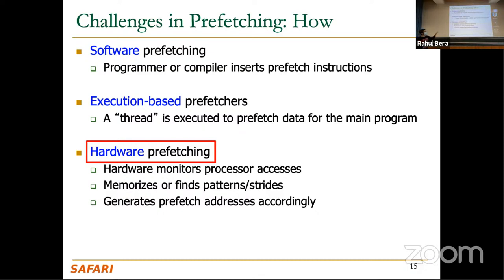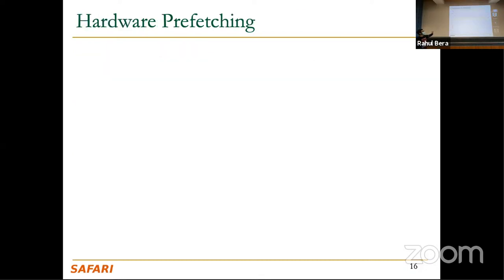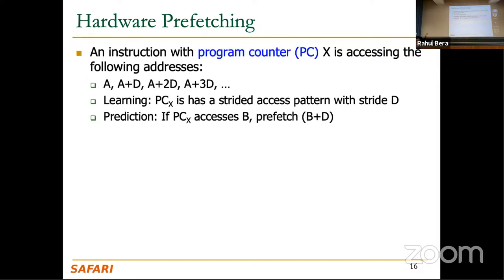In this lecture, we will specifically focus on hardware prefetching. Now let's try to understand how a hardware prefetcher mines patterns from program address streams. I'll give you two examples. In the first example, let's say the instruction with program counter X is accessing addresses in the following pattern: A plus D, A plus 2D, A plus 3D, and so on. What you can learn from this access pattern is that PC X is probably accessing with a stride D. So how can we leverage that? If PC X again accesses some address B, you would simply inject a prefetch request to B plus D. That's one example of how hardware prefetchers learn.